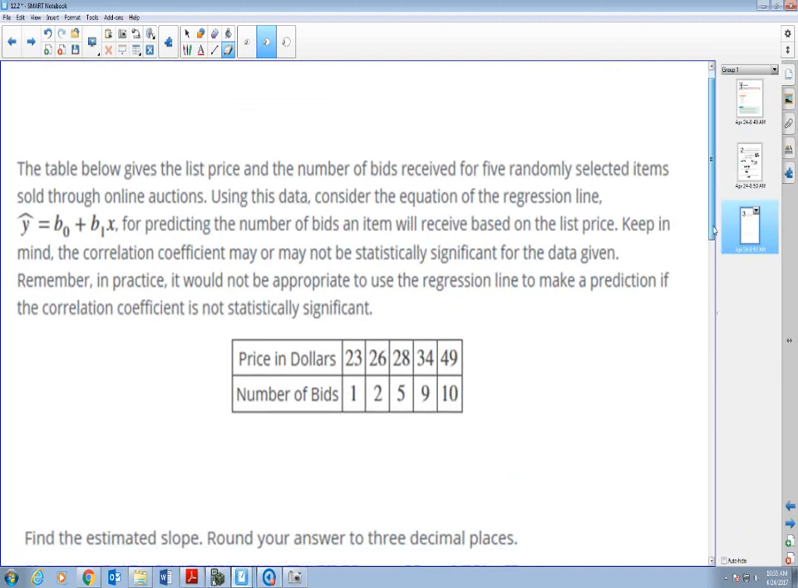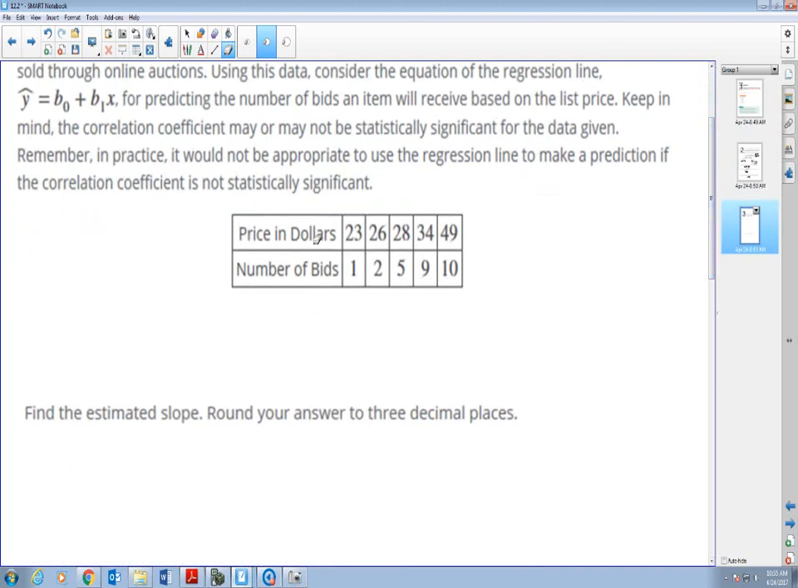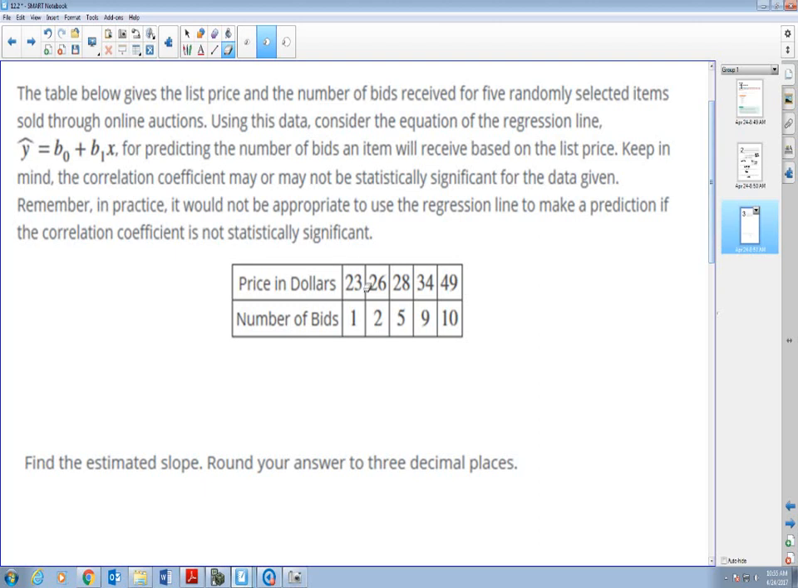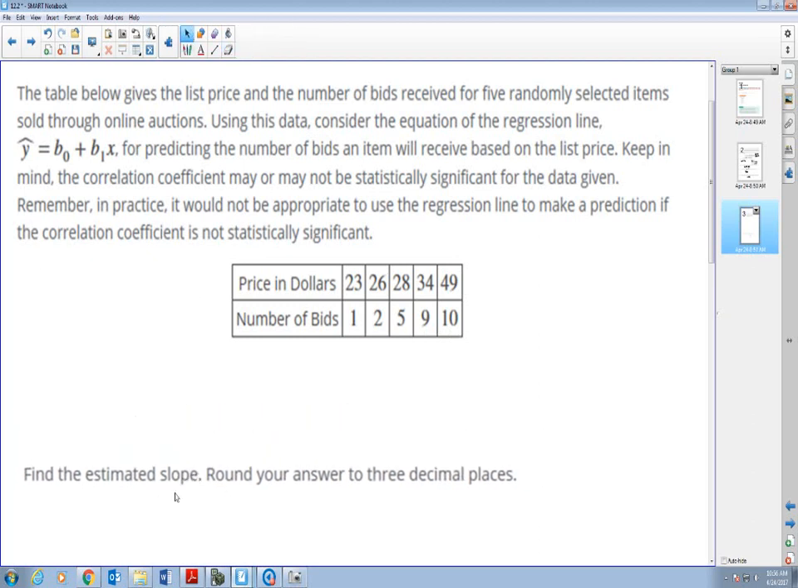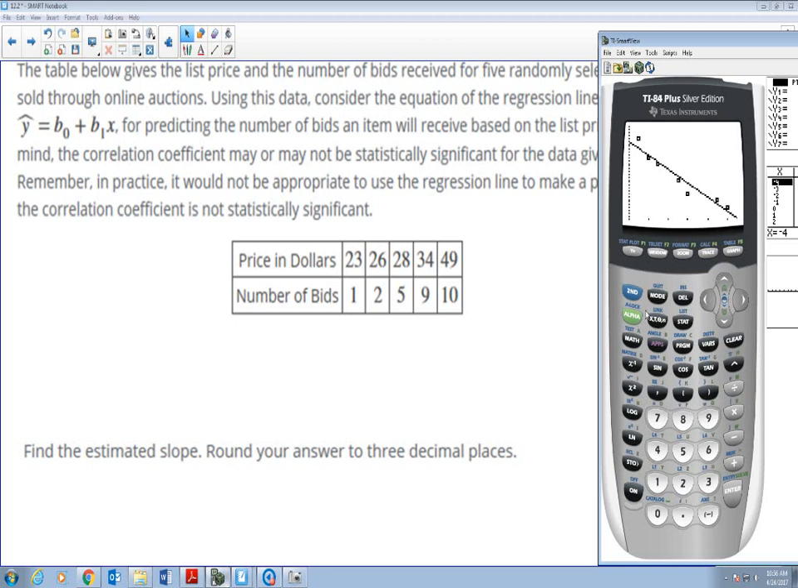So I've got price in dollars for this example, and I've got the number of bids. It appears that the higher the price in dollars, the number of bids goes up. So that's your linear relation right there. Find the estimated slope. So why don't we key this in?